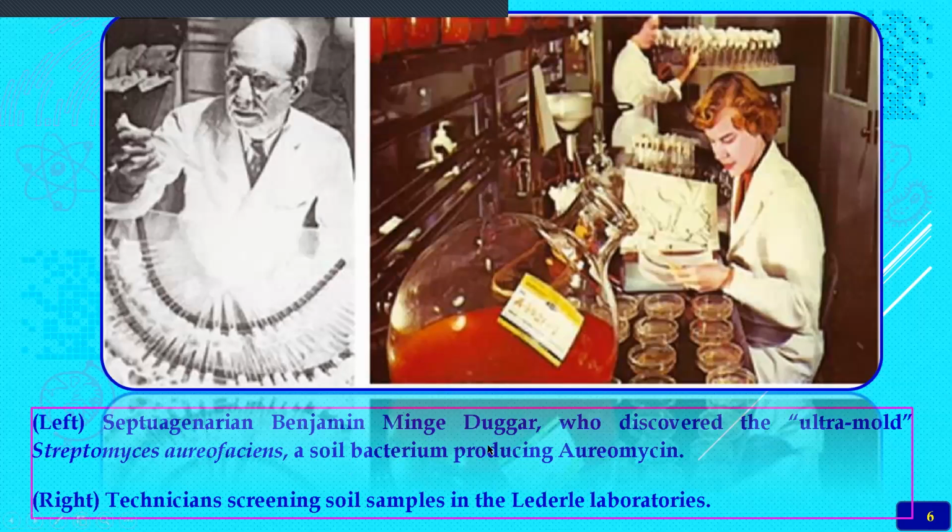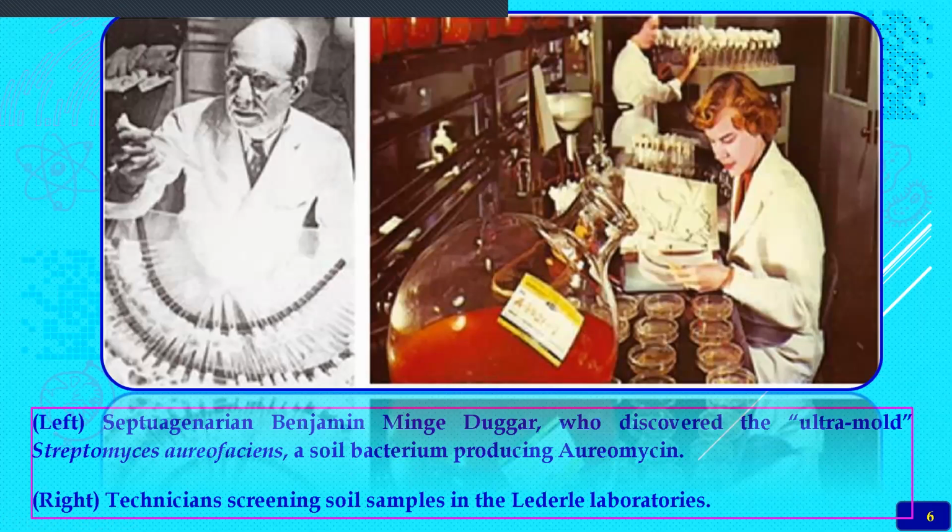Benjamin Minge Duggar, who discovered the ultramold, that is Streptomyces aureofaciens, a soil bacterium producing the aureomycins. This is aureomycin, and the right picture is the technicians of his lab who are screening varieties of soil samples in the Lederle laboratories.